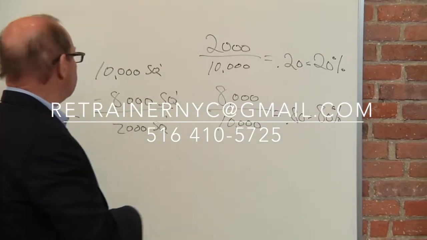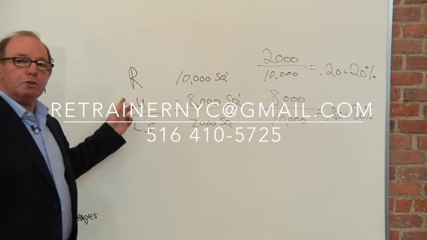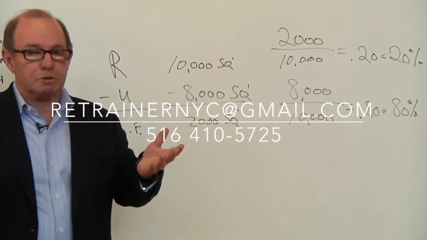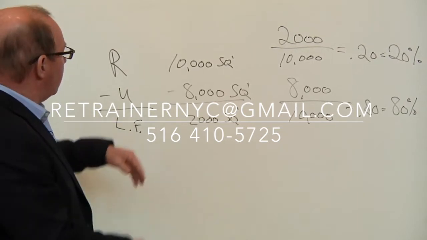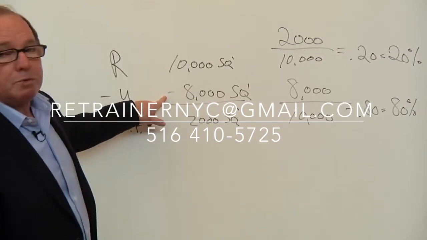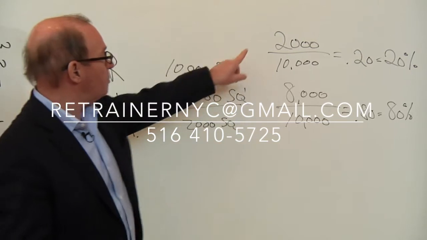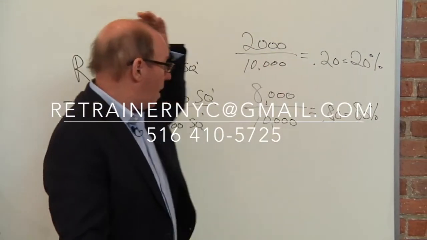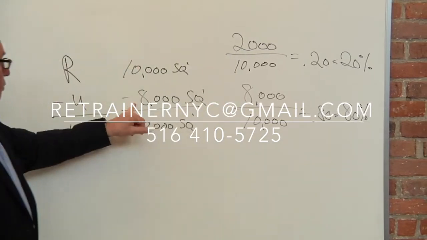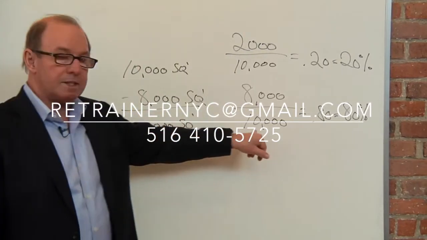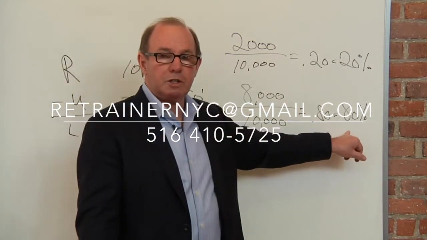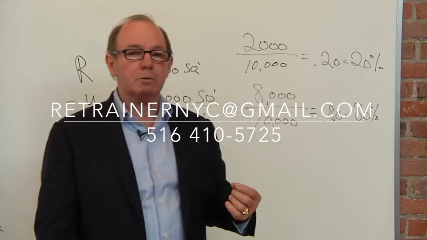So just again, rentable square footage minus usable square footage is the loss factor. And we're keeping the numbers simple so you're able to understand the concept. 10,000 square feet minus 8,000 square feet is 2,000 square feet. We put the 2,000 over the gross square footage, we get 20% is the loss factor. We put the 8,000, which is the usable square feet, over the 10,000 gross square footage, and we get 0.80, which is 80%.